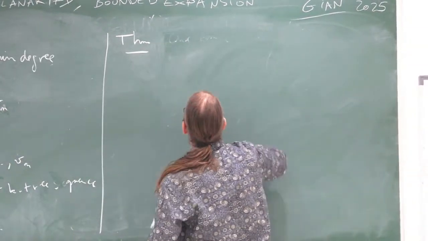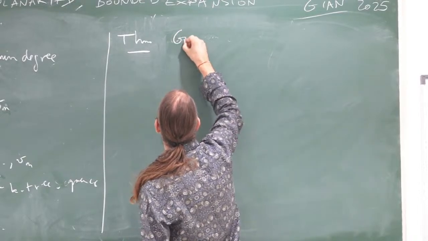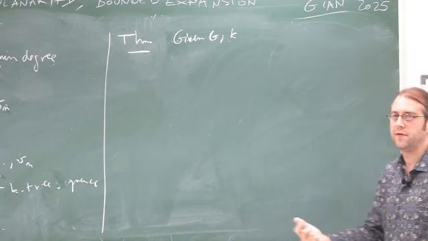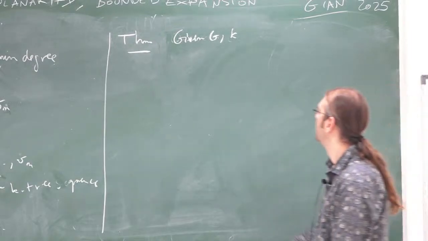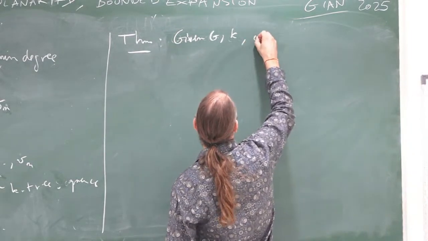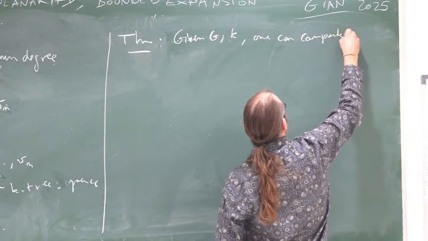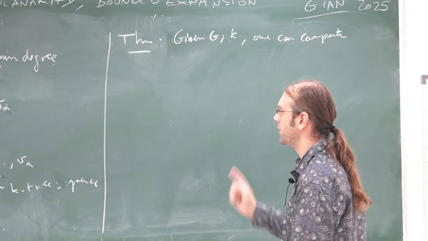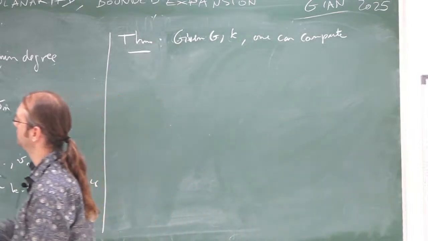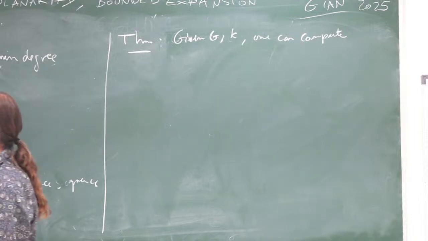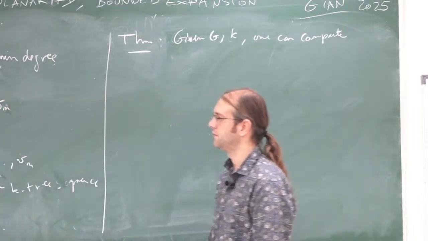So we're given G and K, and we want to find: is there a tree decomposition of width K? By the way, I just forgot, but this is NP-hard. This is even NP-hard to approximate within a given constant. This is a very recent result.